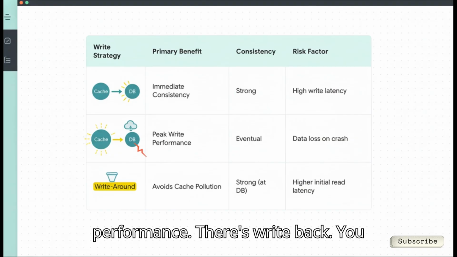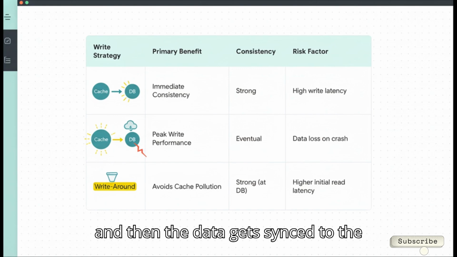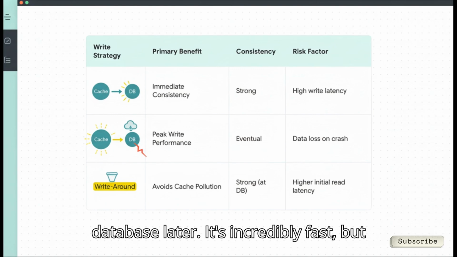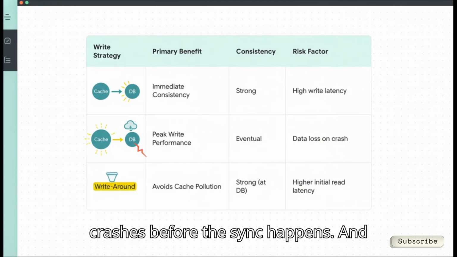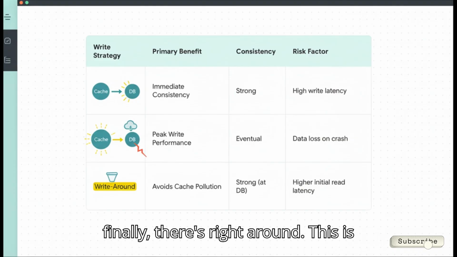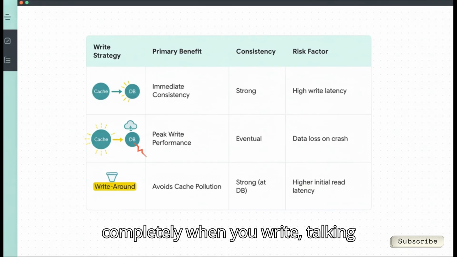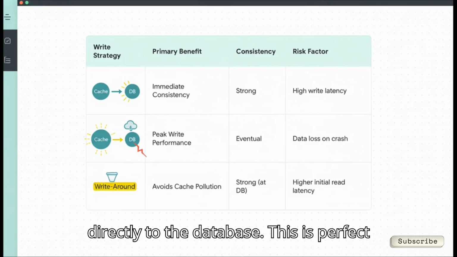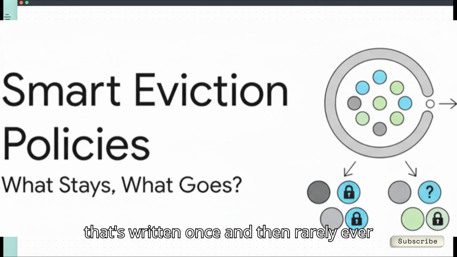For maximum performance, there's write back. You write only to the super fast cache first, and then the data gets synced to the database later. It's incredibly fast, but you do risk losing data if the cache crashes before the sync happens. And finally, there's write around. This is where you just bypass the cache completely when you write, talking directly to the database. This is perfect for avoiding cache pollution from data that's written once and then rarely ever read again.